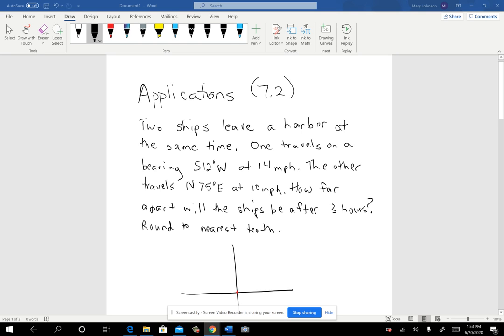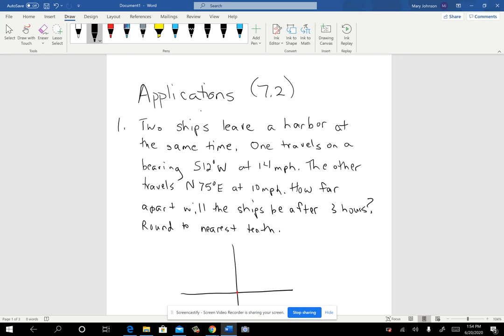All right, I want to do a few application problems from section 7.2 with you. So the first one I'm going to do involves bearings. So does the second one. We first looked at these bearings in section 5.8.